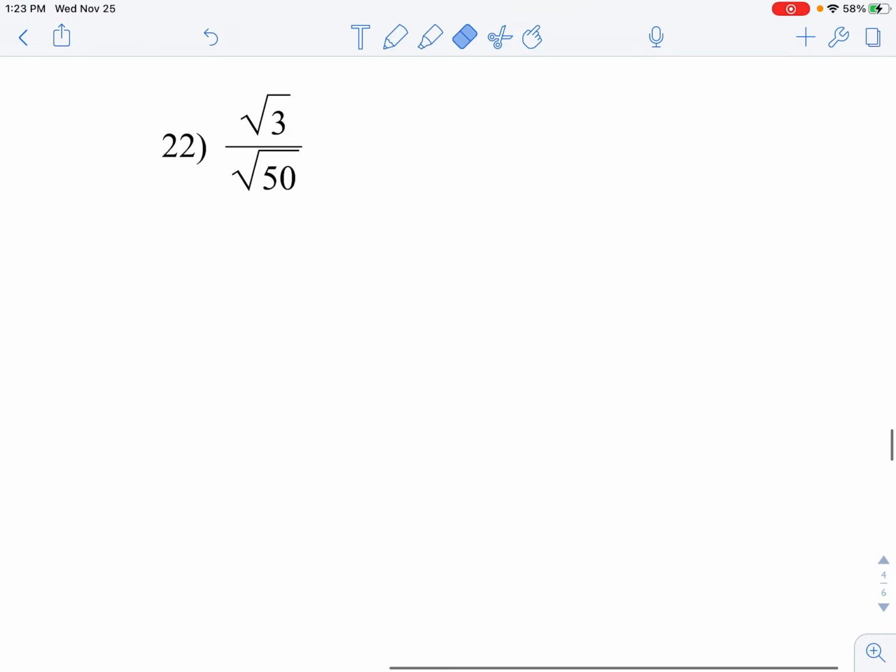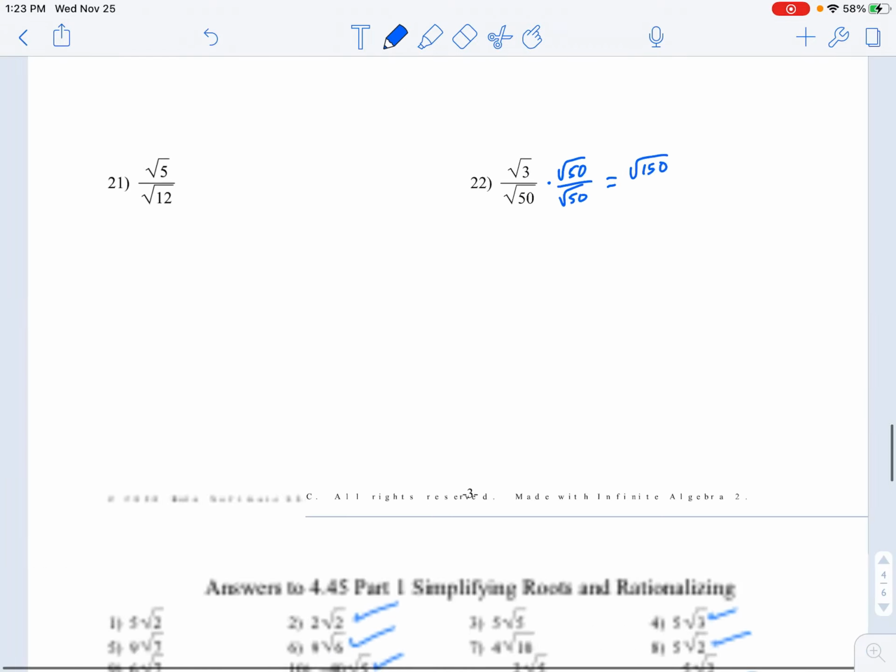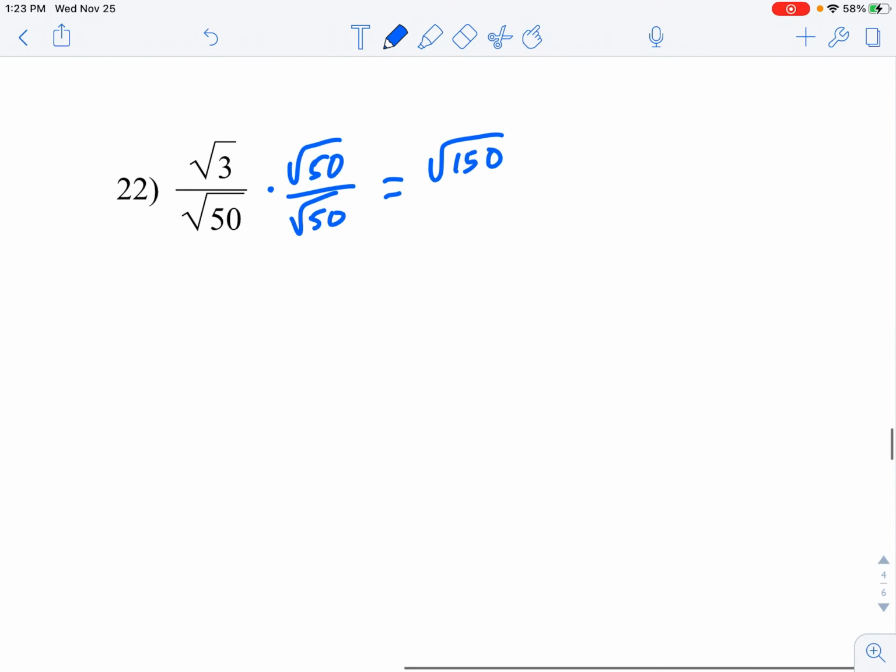That being said, what about number 22? Can I reduce this? No, 3 and 50 don't reduce. So here, I am going to have to multiply by square root of 50 over square root of 50. That gives me square root of 150 on top. And on bottom, 50 times 50 is 2,500. Okay. So that gives me square root of 150 over, what's the square root of 2,500? You'd be like, oh, that's too big a number. I don't know. Well, duh, it's 50. Just look back one step.